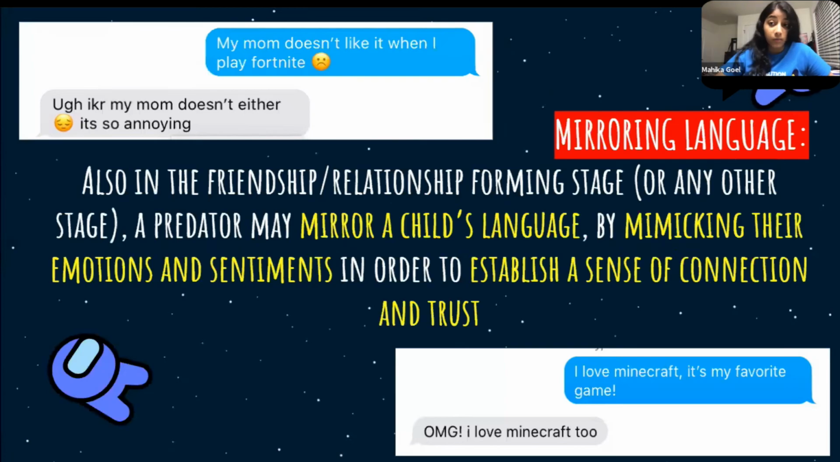So one thing that you would have probably noticed in the video is the amount of mirroring language that was used by the predator. Mirroring language is literally mirroring a child's language by mimicking their emotions or their sentiments or even their hobbies in order to establish a sense of connection. In the two examples that we see here, a child says that their mom doesn't like it when they play Fortnite, and the predator mirrors the same sentiment, saying that his or her mom doesn't either. And in the bottom right, the same sort of idea where the child is expressing that he loves a certain game and the predator mimics that sentiment.